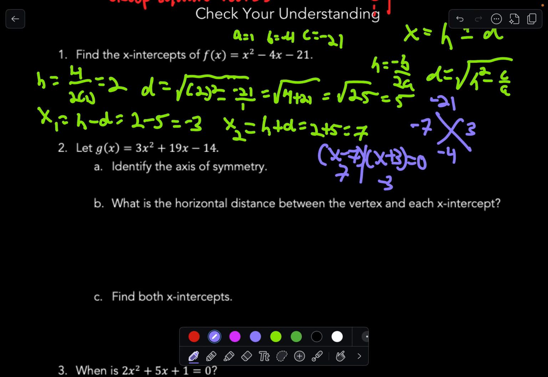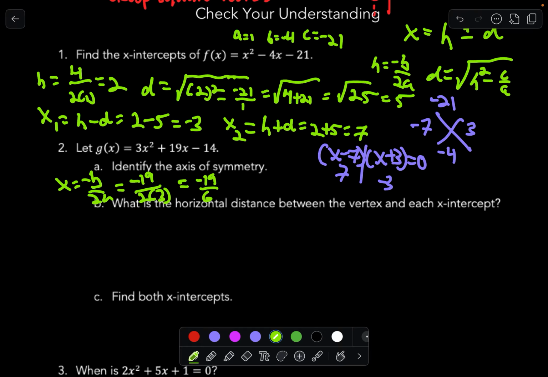All right, the next question is not going to be so nice. It says identify the axis of symmetry. Well, that's going to be x equals the opposite of b over 2a. So you have to know what a, b, and c are. I'm assuming by now you know that b is going to be 19, so it's -19 over 2 times 3. So it's going to be -19 over 6, and that's the axis of symmetry.